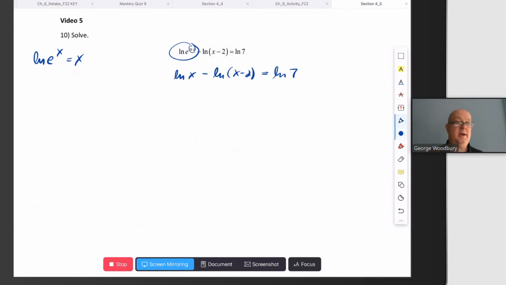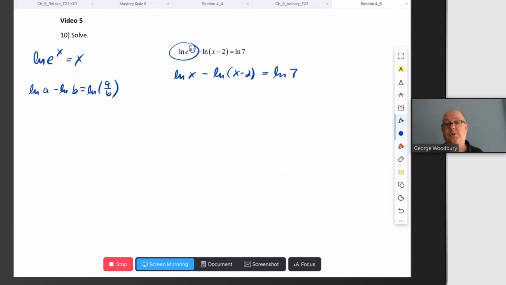Now, my desire would be to combine the two logarithms on the left-hand side. Right? That would be my initial thought. Using this property, the natural log of a minus the natural log of b is the natural logarithm of a over b. However, that's going to lead me to an equation with a fraction, and I'd rather not solve a rational equation if I can avoid it.